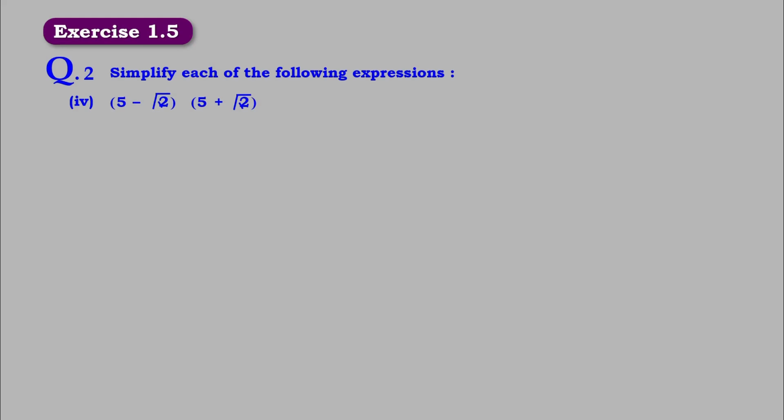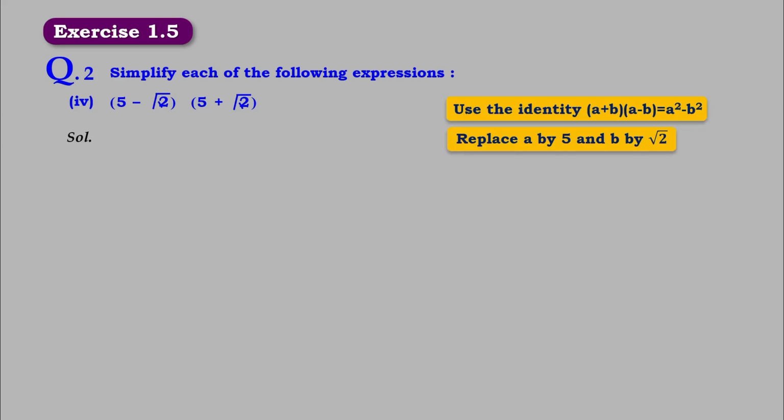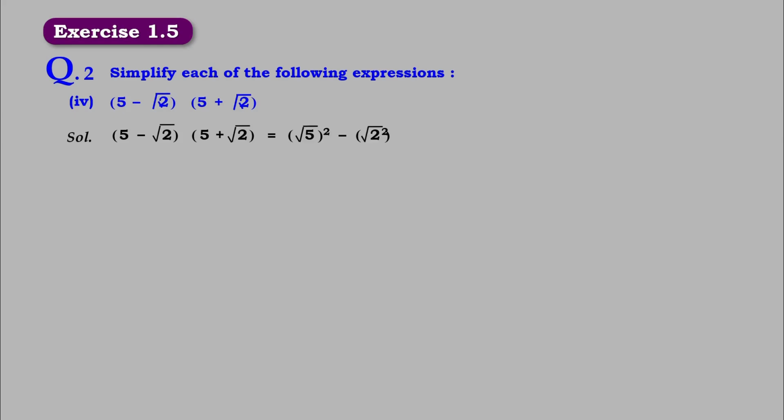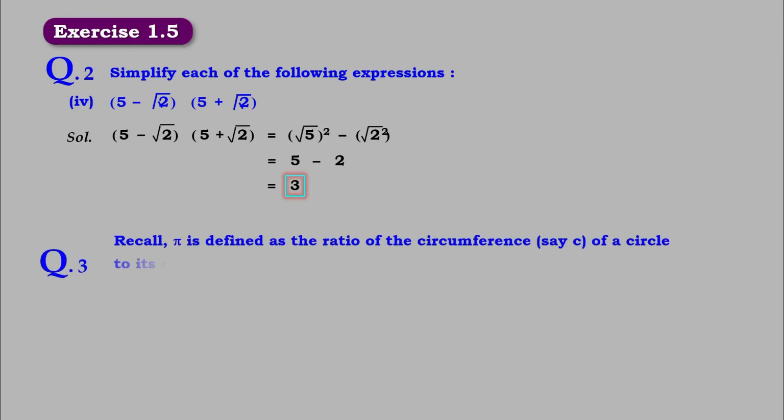Root 5 minus root 2 and root 5 plus root 2. So here also we are going to use the identity a plus b into a minus b equal to a square minus b square, and replace a by root 5 and b by root 2. So root 5 whole square minus root 2 whole square, that is 5 minus 2 equal to 3.